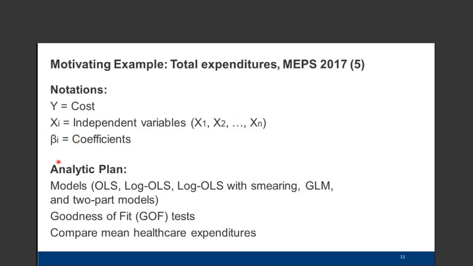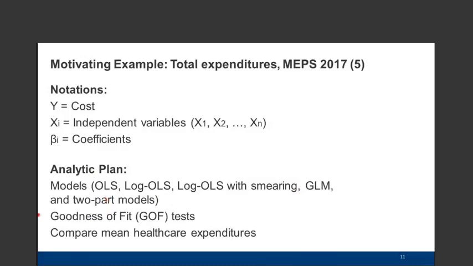Now the analytic plan, we're going to look at a couple of models. Ordinary least squares, this is your linear regression model. And we'll look at a log OLS model. We transform the cost data to make it look more normal, but there are limitations with this. So we're going to look at a sort of correction factor called the smearing technique. And we're also going to compare these results to a generalized linear model. And then finally, we're going to look at the results of the two-part models and see how different these are when you start comparing them.